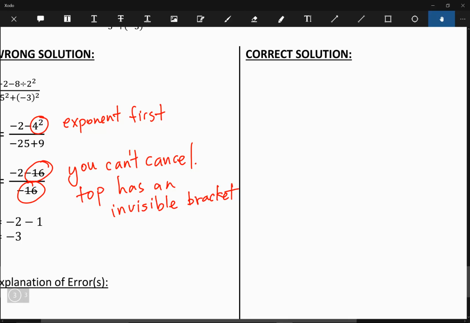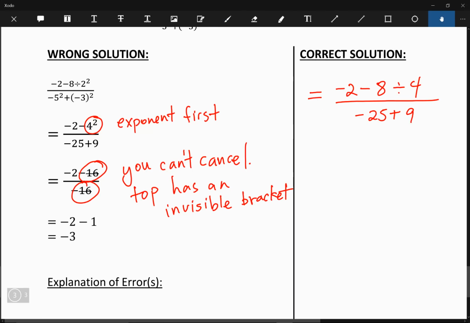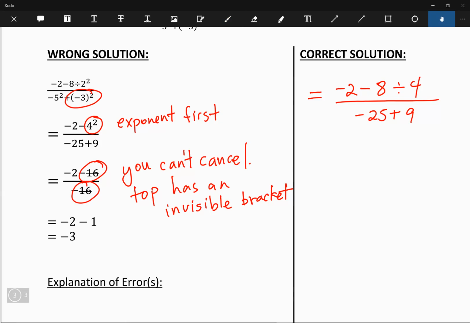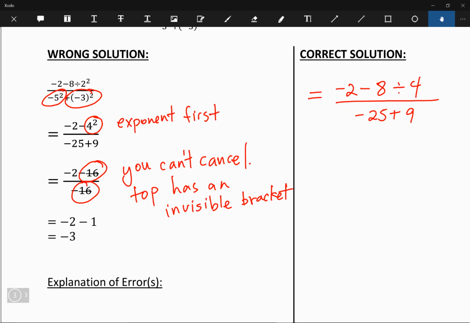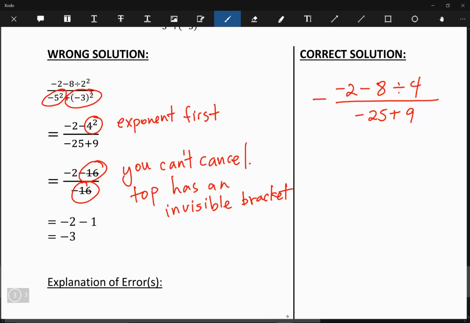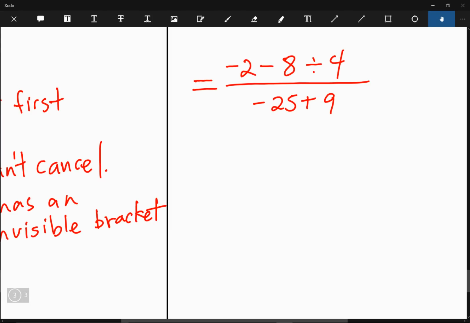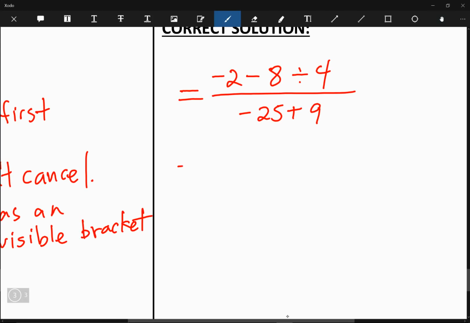The correct solution would be equals -2 minus 8 divided by 2 squared, which is 4. The bottom is going to be -25 plus 9. Okay, so keep in mind again, this one has brackets, so -3 squared is going to give you -3 times -3, so 2 negatives make a positive. And this one here has no brackets, so you do 5 squared, which is 25, and then you put the negative in front of the 25, okay? Now it's okay to have the negative here in the bottom until we simplify it. Then we'll fix the negative at the final answer, okay?